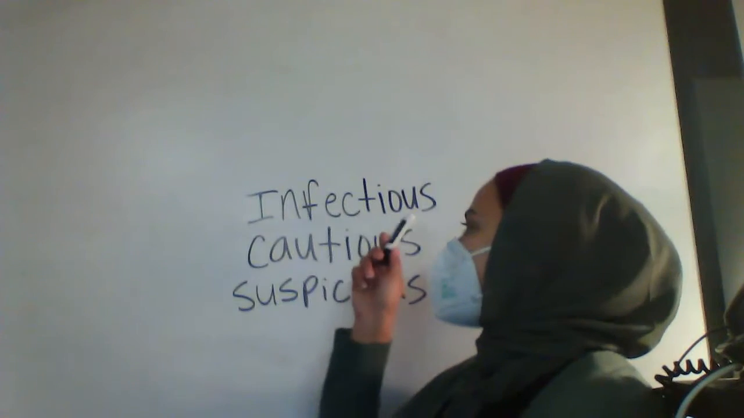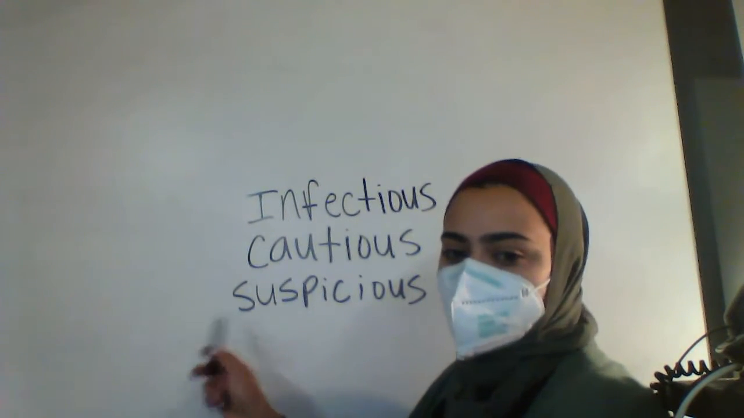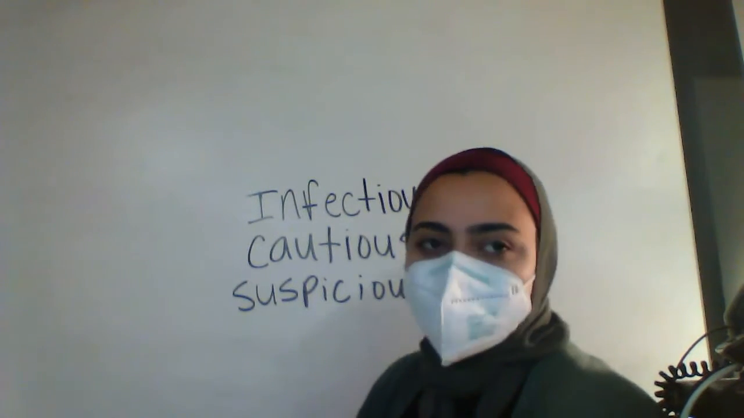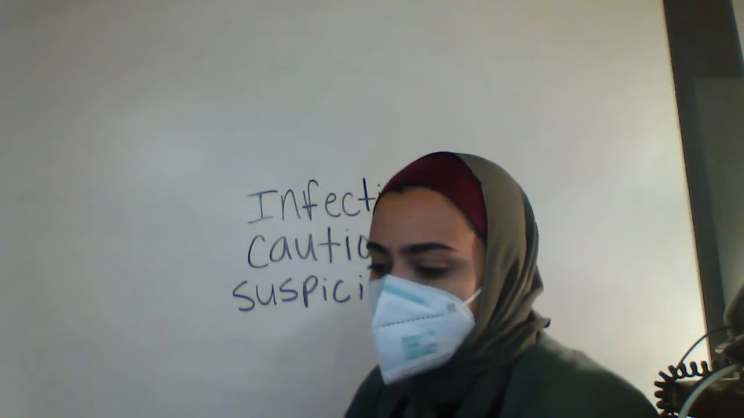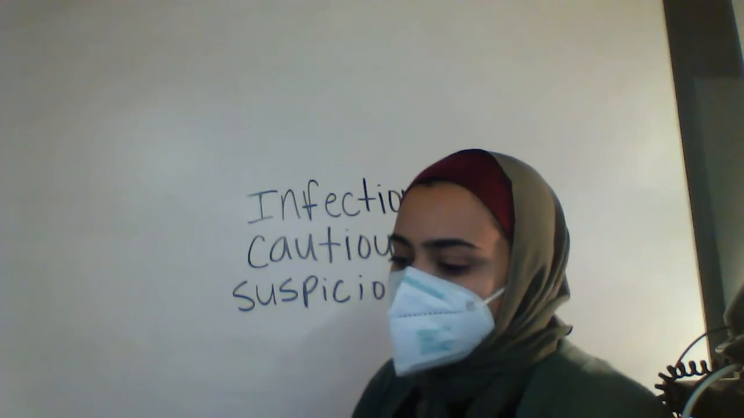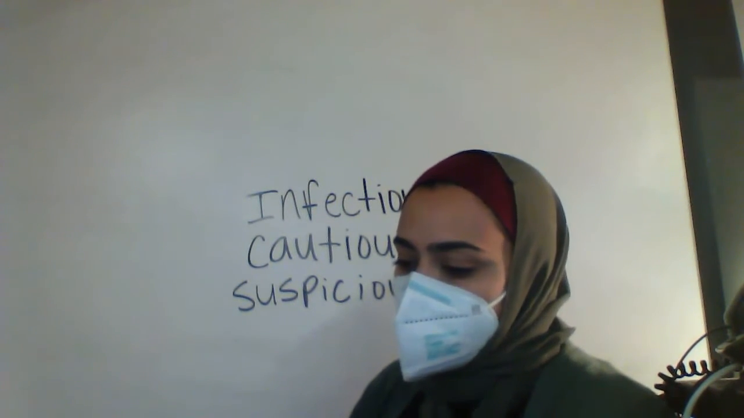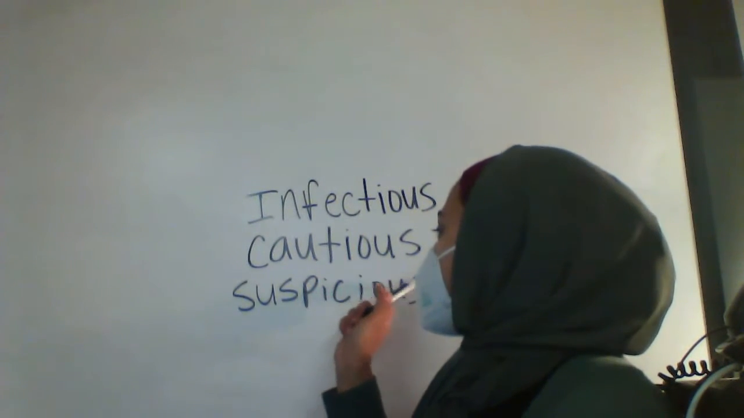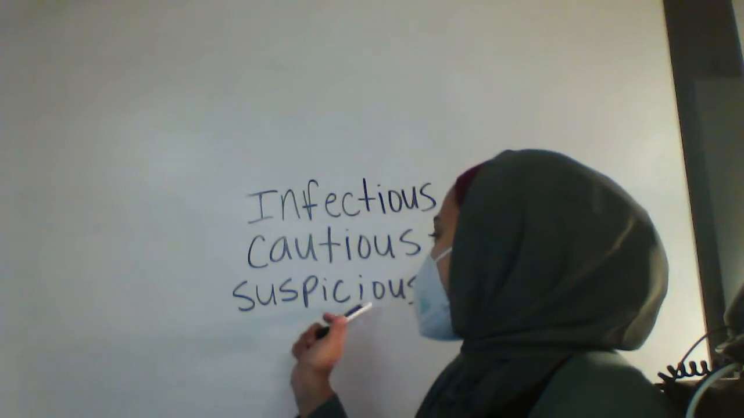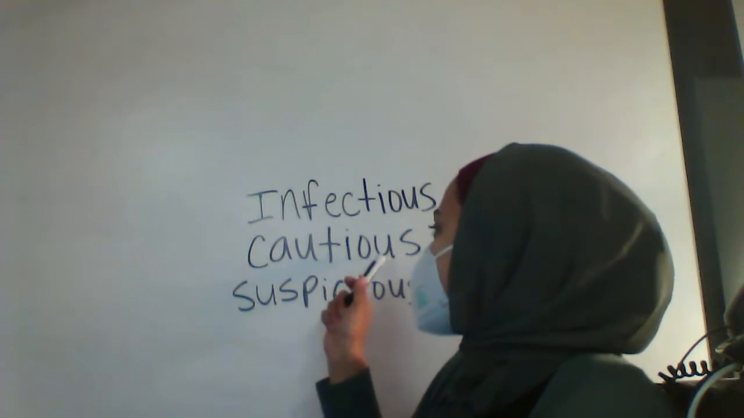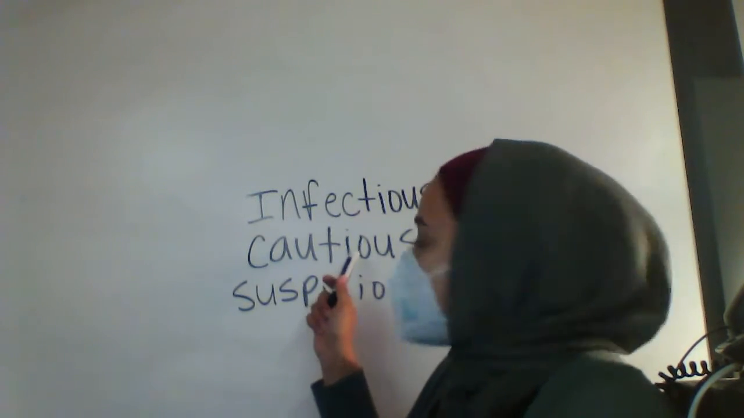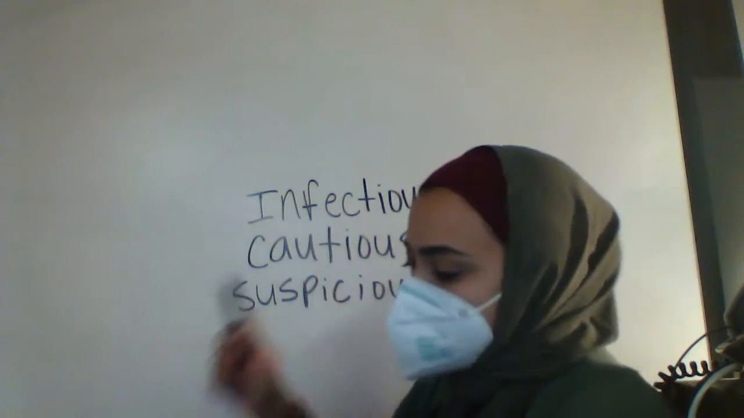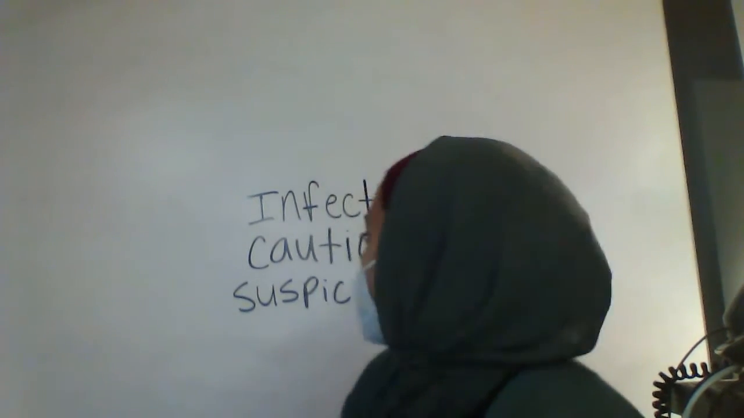We have infectious, cautious, suspicious. What is making that chess sound? Everyone, what is it? T-I-O-U-S and C-I-O-U-S. And suspicious, it's C-I-O-U-S. Cautious, it's T-I-O-U-S. Infectious, it's T-I-O-U-S. Is there a root word left if I cover up these shisses?